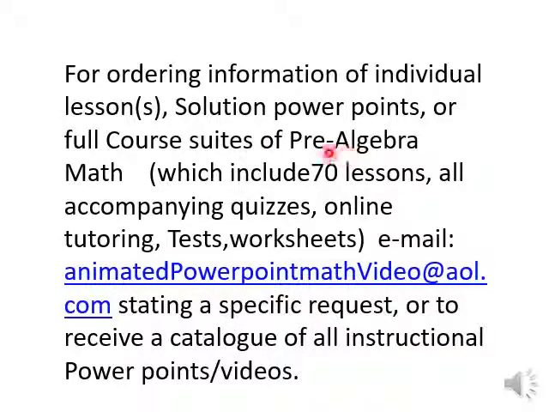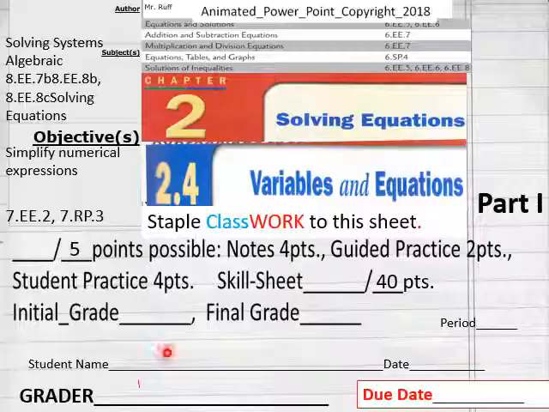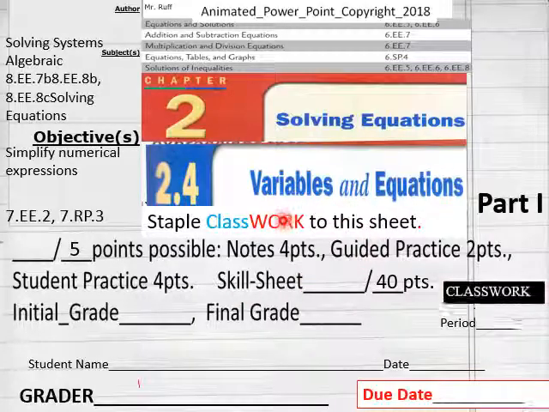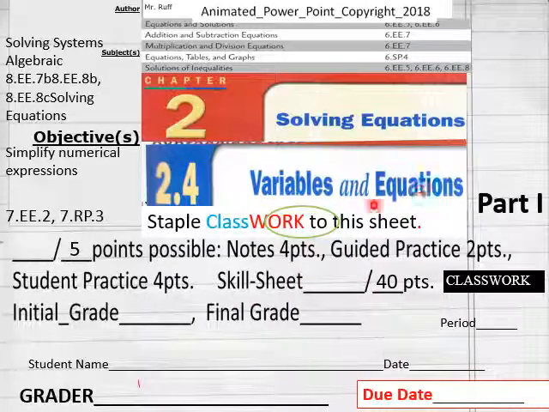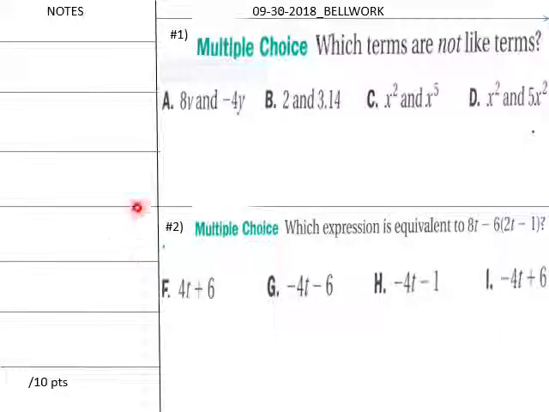Everybody, get ready to do lesson 2.4 pre-algebra math, part 1. And here it is, variables and equations. This 40-point skill sheet here for classwork. Then we have 5 points of note-taking. Be prepared for that. Today, teachers, here's the bell work.